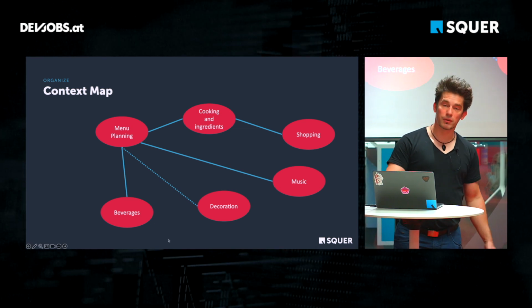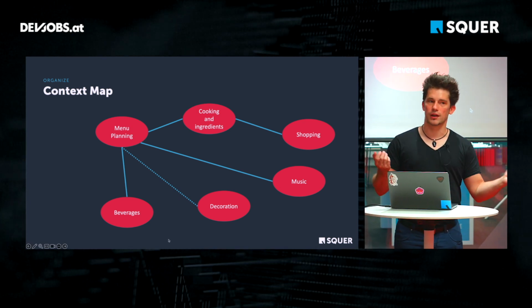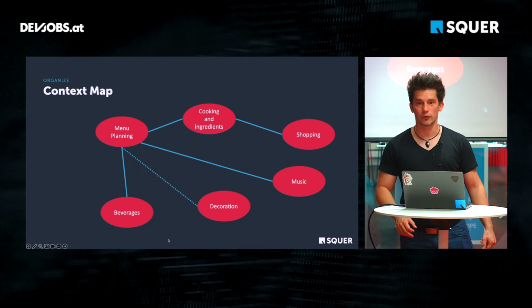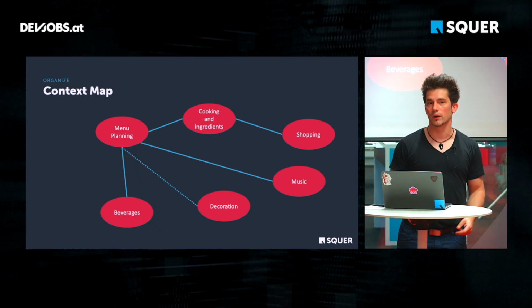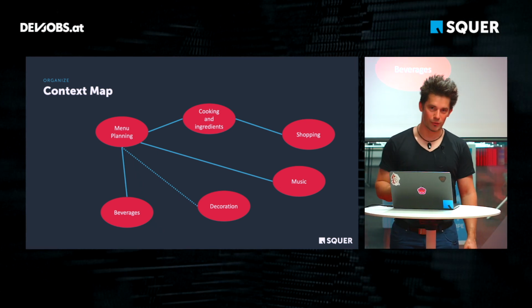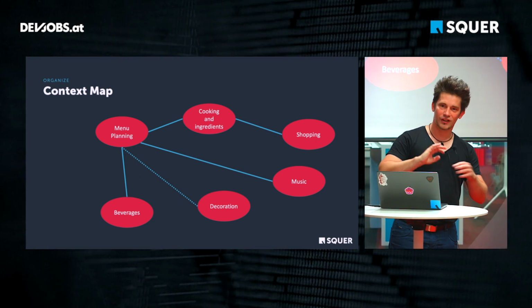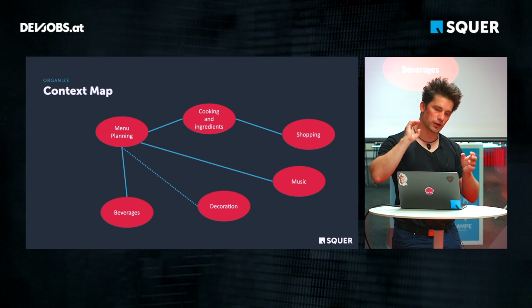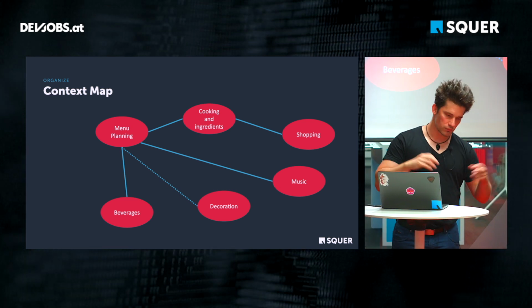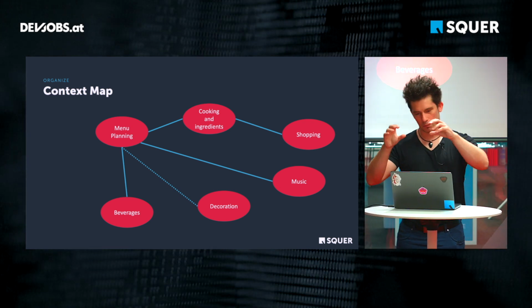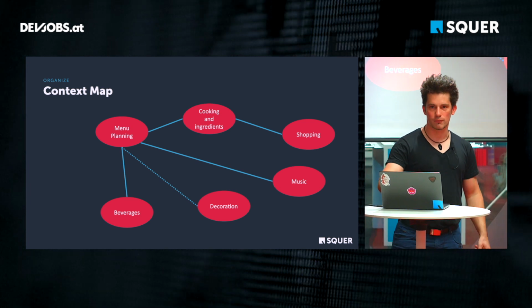But here, for example, the beverages also, because if you have a red sauce, maybe a red wine would be nice for that. If you have a lighter sauce, maybe a white wine would be nice. So you have these relationships here, and think about your business. It's nearly the same thing: when you go through this, then you really find these subsections and the relationships between them.